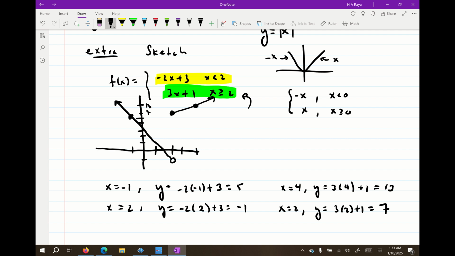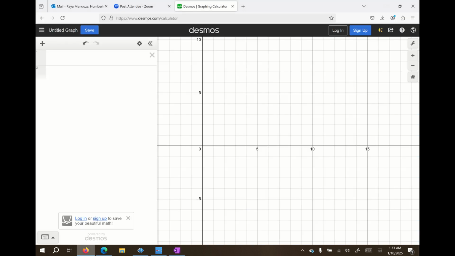Often when you're working with piecewise functions, it might come in handy to use Desmos to verify your work. So let's see how to graph piecewise functions on Desmos. What I'm going to do is graph out the 2 elements individually. Graph out the negative 2x plus 3, and then graph out the 3x plus 1.